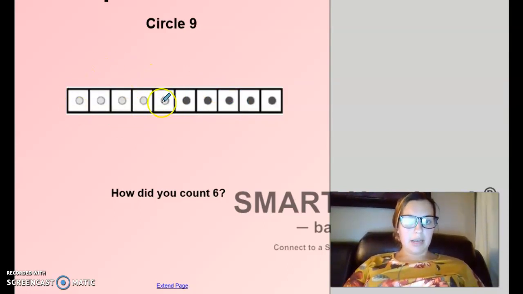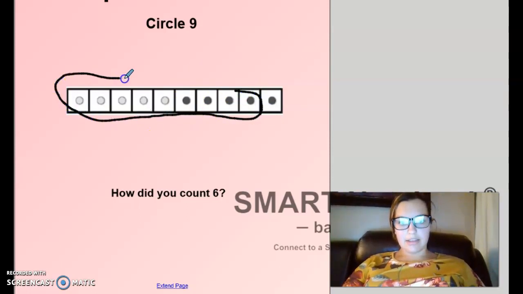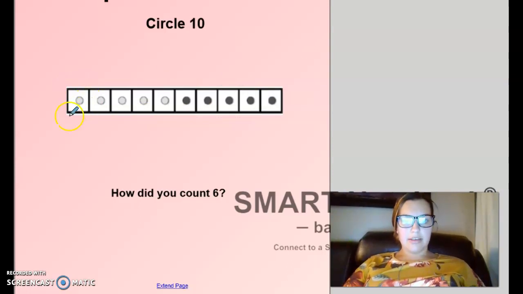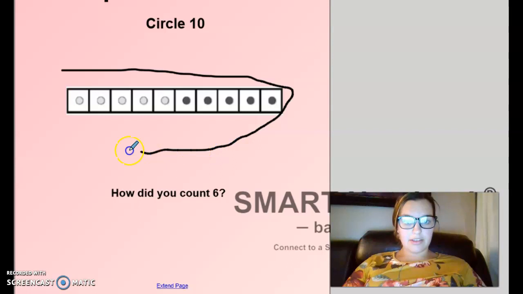Now jump. How many is that again? From here to here? It's 5. We've got to go up to 9, so count with me. 6, 7, 8, 9. Okay, we got to jump. That's how many? 5, 6, 7, 8, 9, 10. Got to circle all 10.